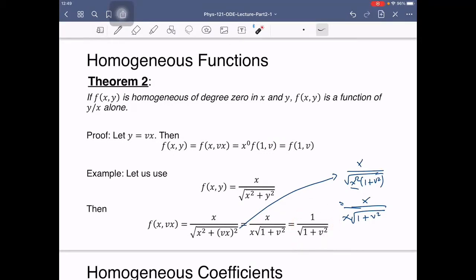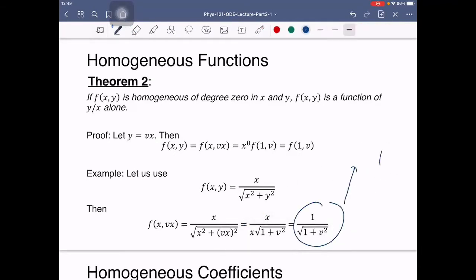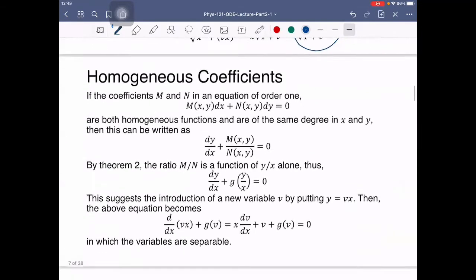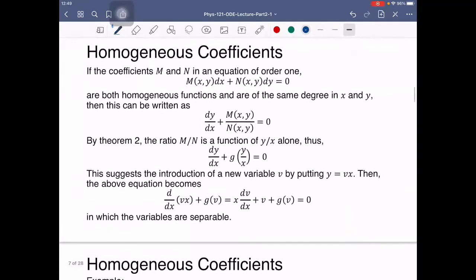And alam natin, since y is equal to vx, magiging lang siyang 1 over square root of 1 plus y over x squared. Kasi yung v natin is y over x from this substitution. So yan lang yung sinasabi ng theorem 2. Importante ito kasi pwede nating mas mapasimplify yung pag-solve ng mga equations natin. Okay?